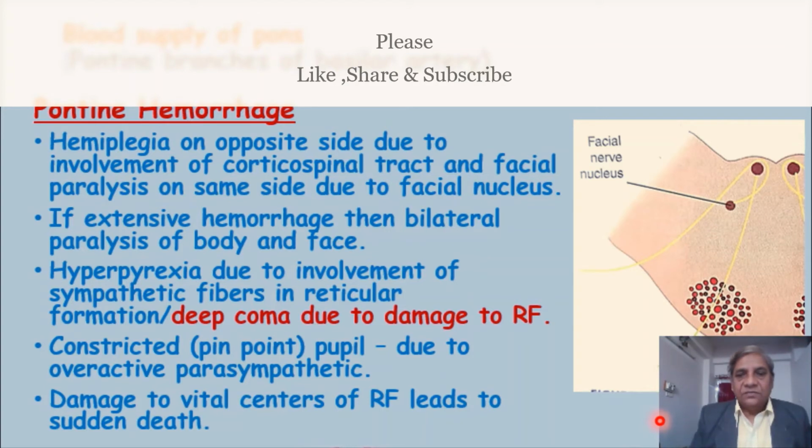Now you will see that there is damage to the vital centers. The reticular formation contains various vital centers, for example the cardiovascular center, respiratory centers, and centers for consciousness. They will all be damaged, and damage to these centers may lead to sudden death.